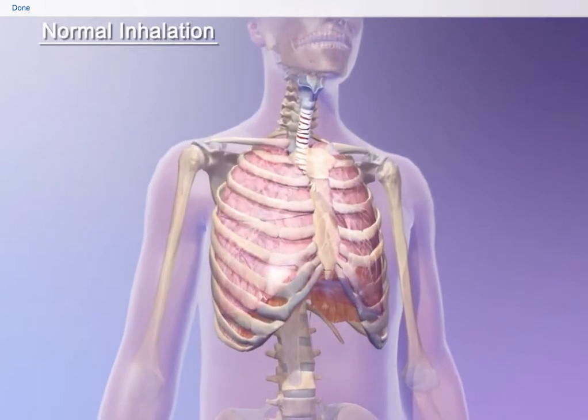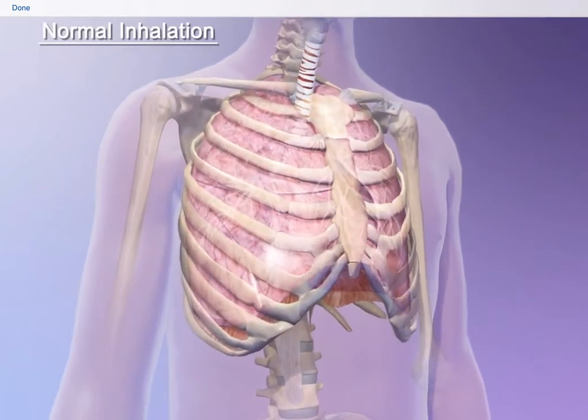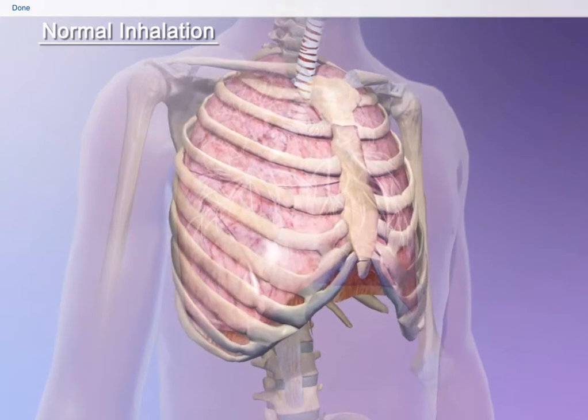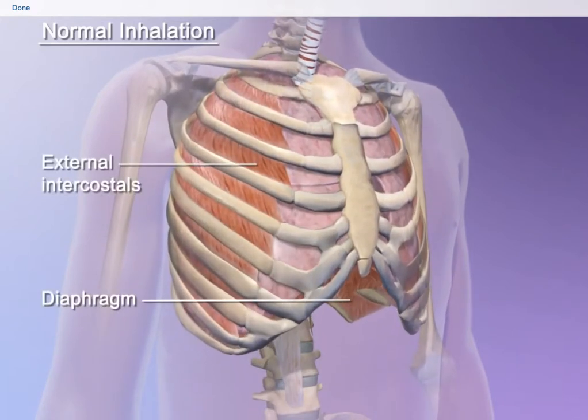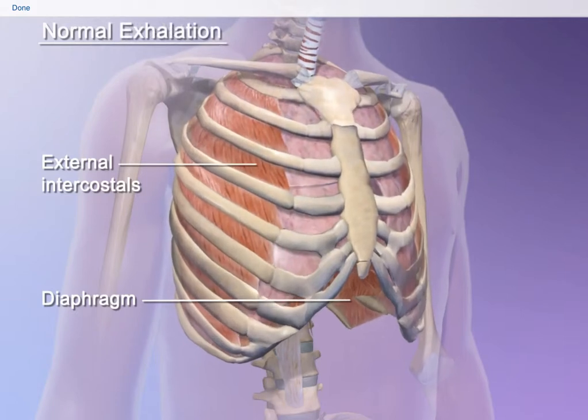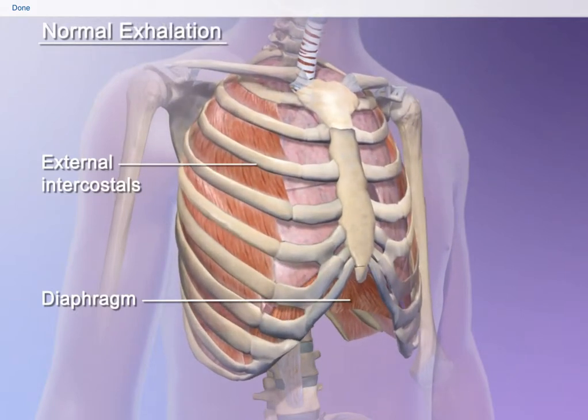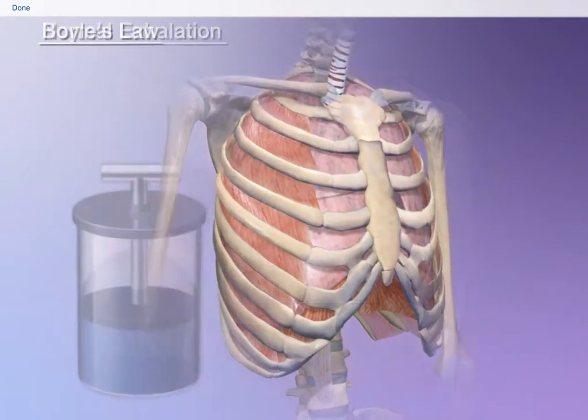Pulmonary ventilation, or breathing, is induced by changes in the volume of the lungs and the air pressure within them. During normal inhalation, the diaphragm and external intercostal muscles contract and the ribcage elevates. As the volume of the lungs increases, air pressure in the lungs drops below atmospheric pressure and air rushes in. During normal exhalation, the muscles relax, the lungs become smaller, pressure inside them rises, and air is expelled.